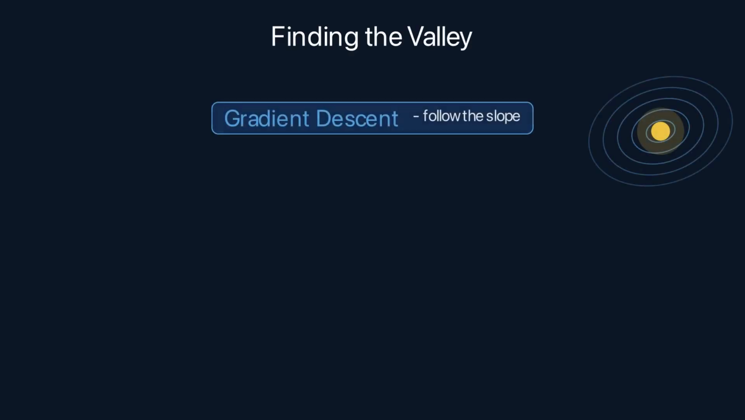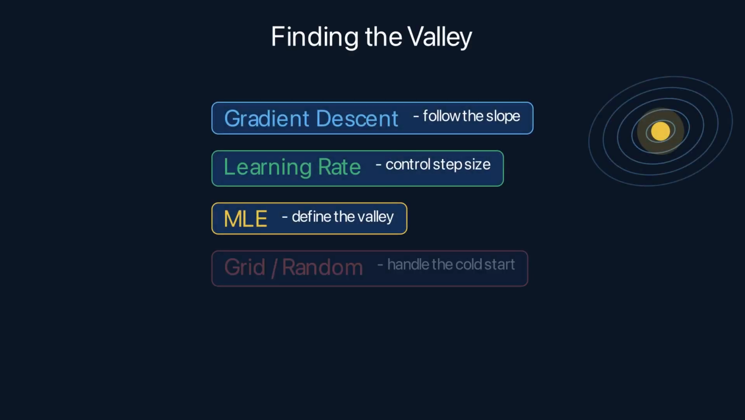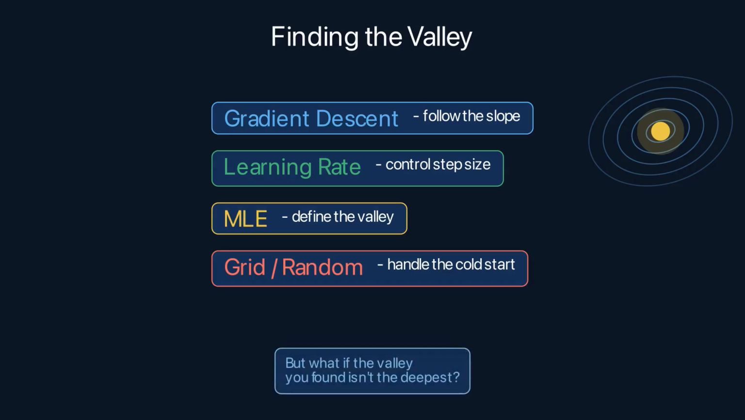Four strategies for finding the valley. Gradient descent follows the slope. Learning rate controls the step size. ML defines what valley means for your data. Grid and random search handle the cold start. But what if the valley you found isn't the deepest one?